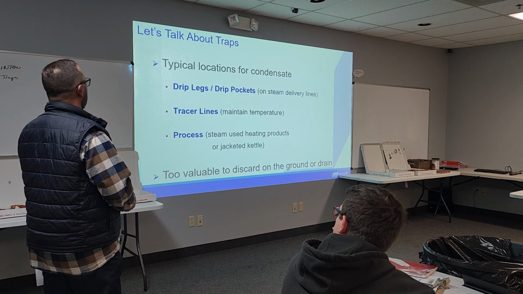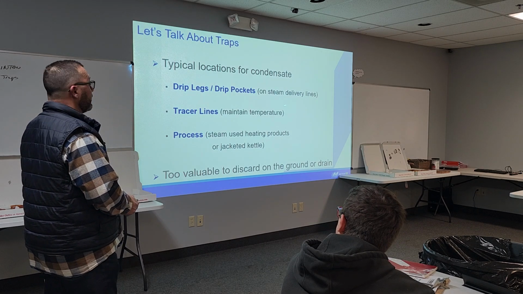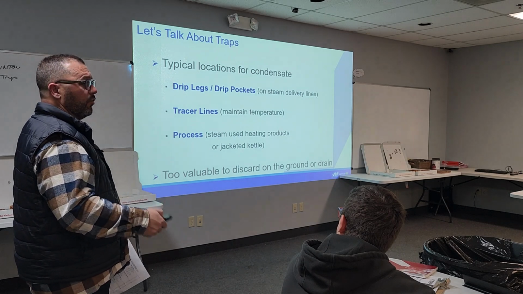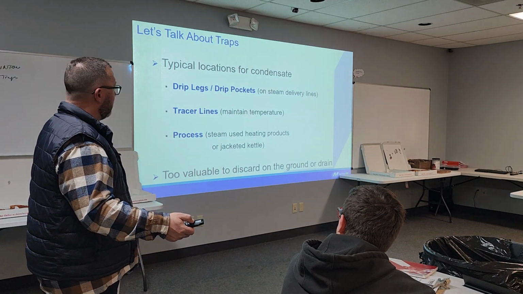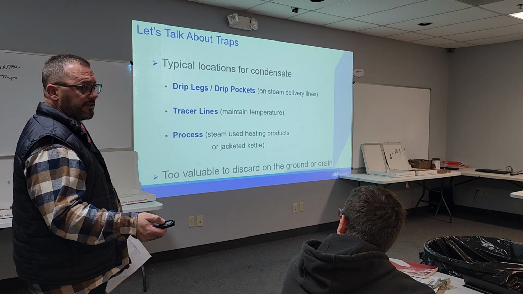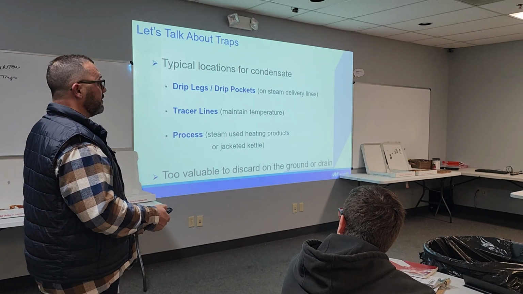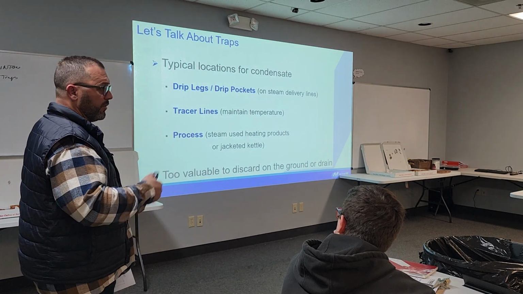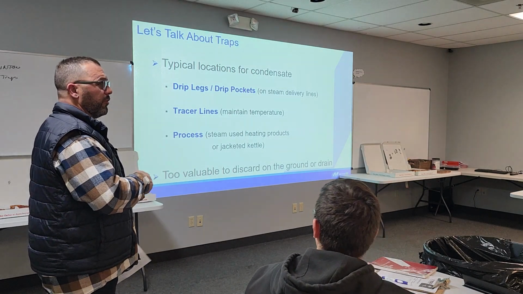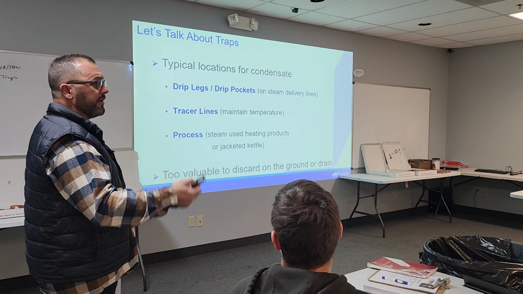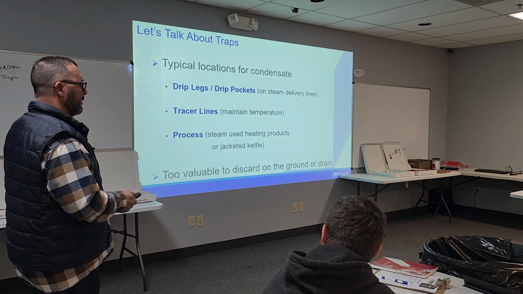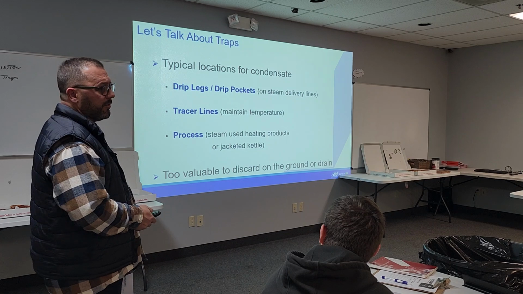Another spot for traps is going to be on tracer lines. You might be keeping something outside warm so it doesn't freeze in the winter. I don't know if you guys have a lot of tracing up here or not, but you use a lot of tracing in, say, a chocolate factory. You're going to want to keep that chocolate heated up. You don't want it to get to the point where it won't move in the piping. So we'll trace lines. And those are very basic. TD traps work really well for that.